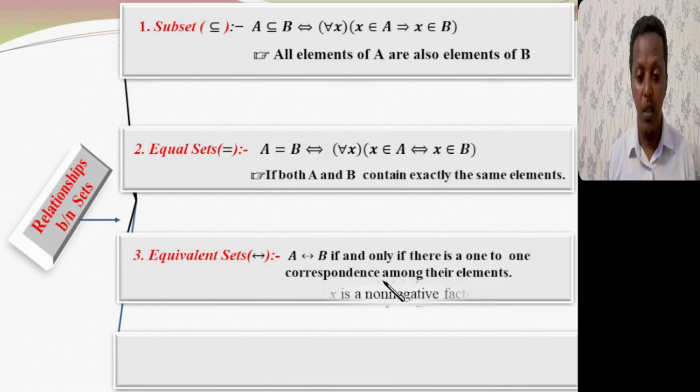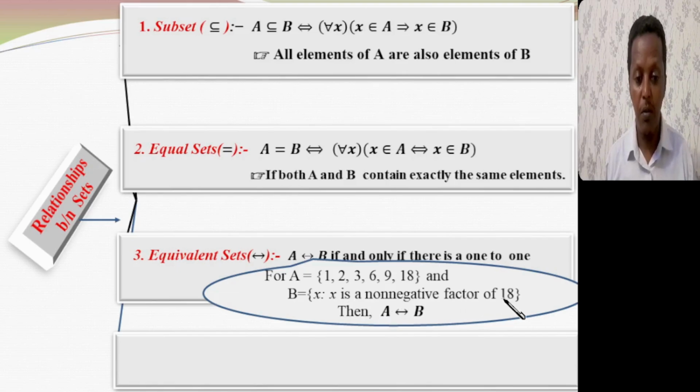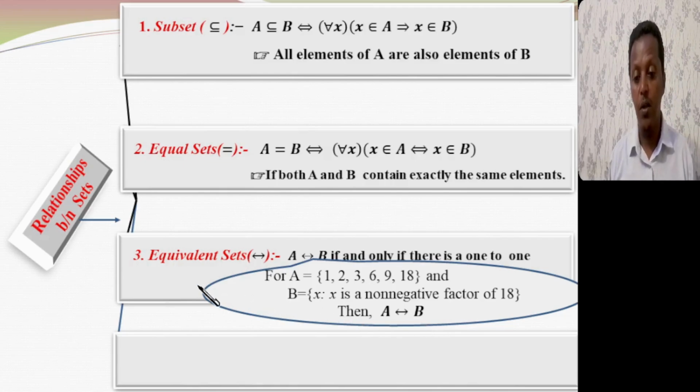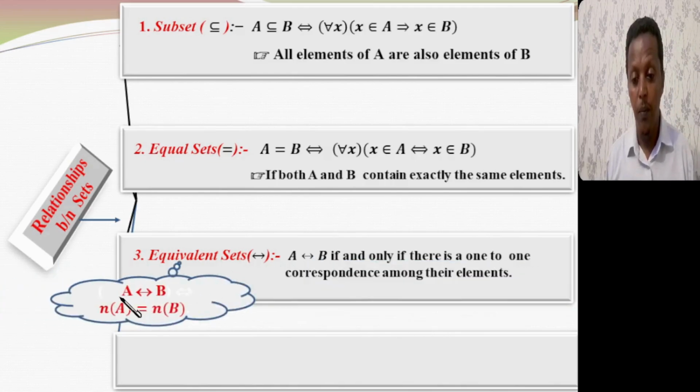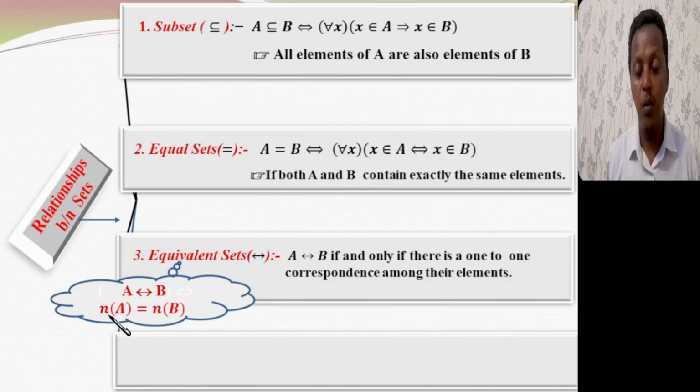Equivalent sets. Now if we take the same example, set A containing 6 elements, set B, x such that x is a negative factor of 18. These two contain what? An equal number of elements. So you can say A is equivalent to what? B. So in general, A is equivalent to B if and only if the number of elements of A equals the number of elements of set B.